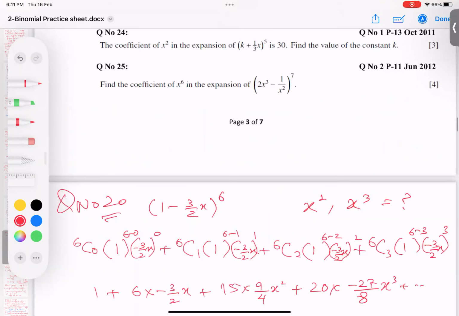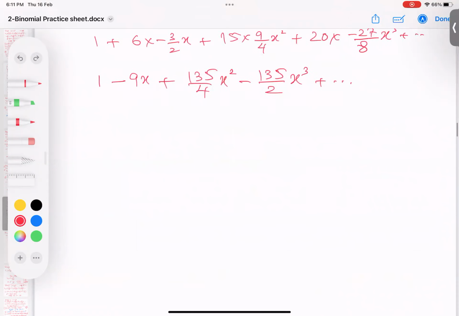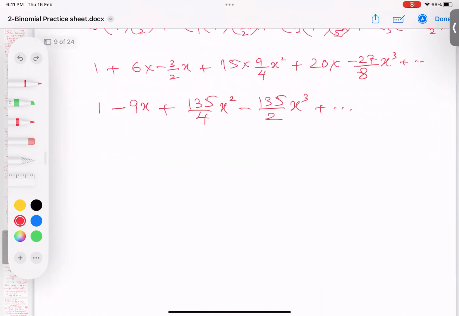And what was he asking? Check again. He said terms x square, x cube. So alhamdulillah, we are looking for this, and this is our answer finally. So you write separately or leave it here, no problem at all. Let's go for part number 2.